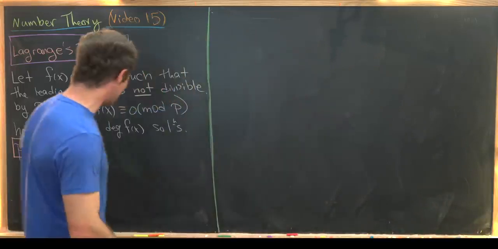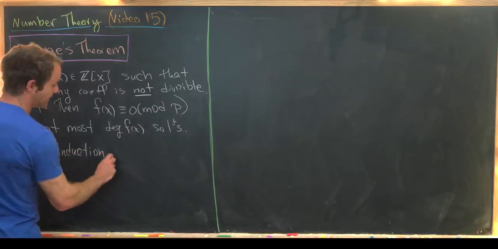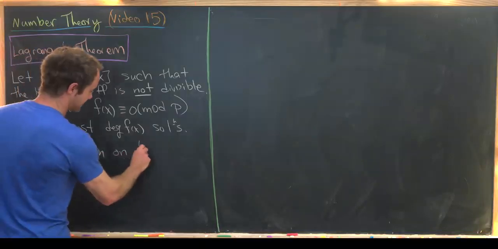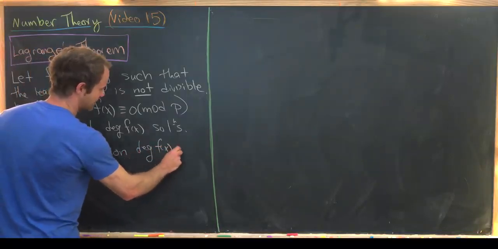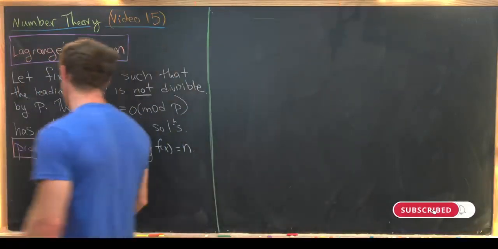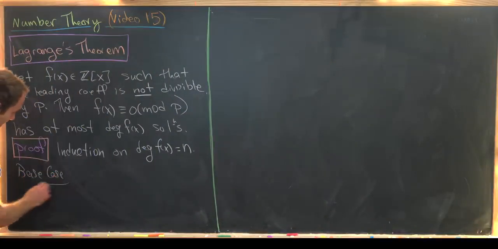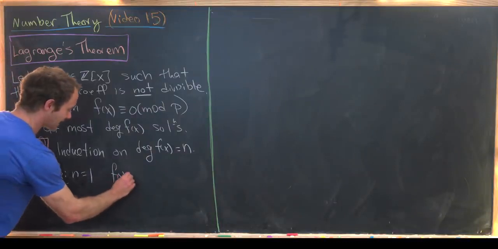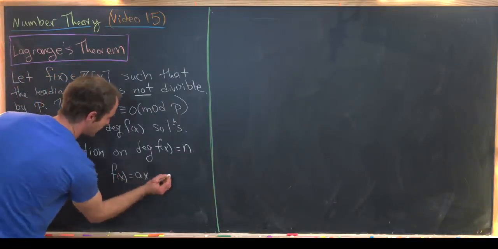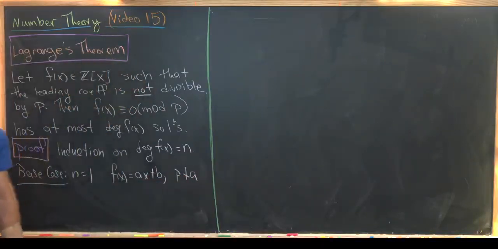This will be by induction on the degree of f of x. So let's write that, degree of f of x, which maybe we'll just set to n to make it easy. Okay, so let's look at our base case. Our base case will be the n equals 1 case. Notice in the n equals 1 case, f of x has the form ax plus b, and we know that p does not divide a.